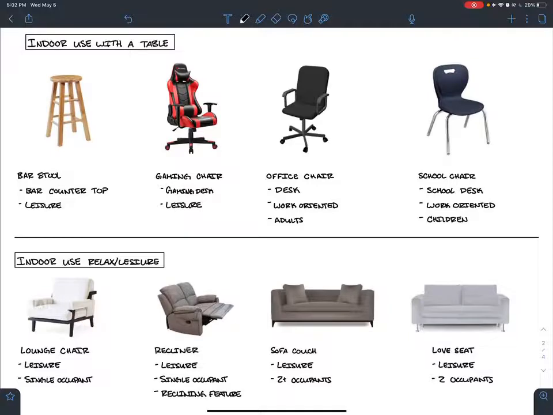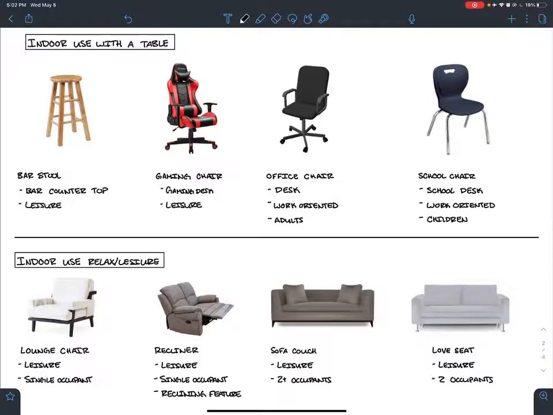The second set of chairs are used for indoor leisure without a table. The lounge chair and recliner are closely related in that they both accommodate a single occupant. The characteristic differentiating the 2 species is the reclining aspect of the recliner. These 2 species of chairs share a common ancestor at internal node 2.